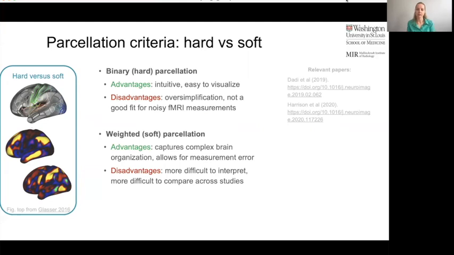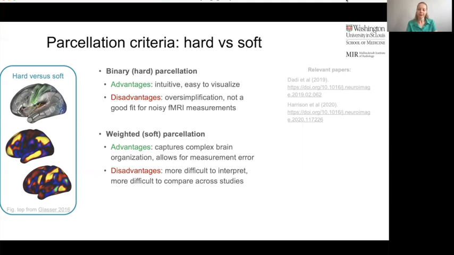The disadvantages of this approach are that it can be a little bit more difficult to interpret and visualize. And in some cases it can also be more difficult to compare across different studies. That's because the methods used to define soft parcellations are typically performed on the data set itself. A common example is independent component analysis. So the breakdown into different weighted networks might be subtly different across different studies, making them a little bit harder to compare.